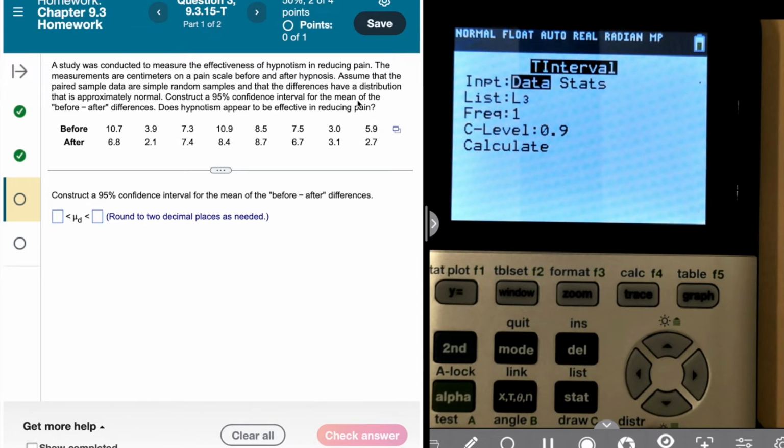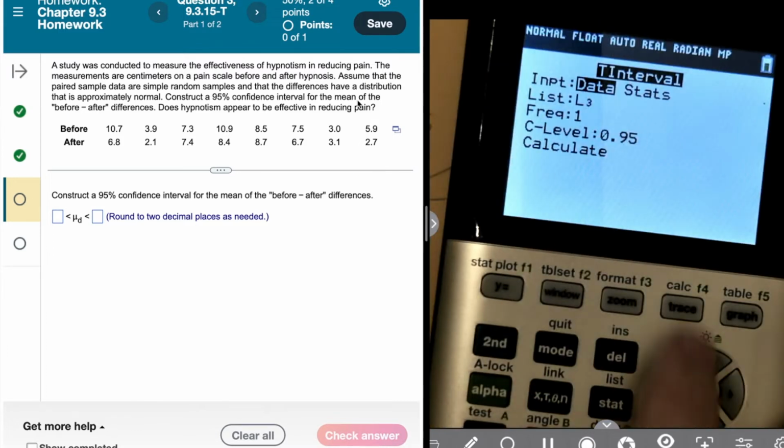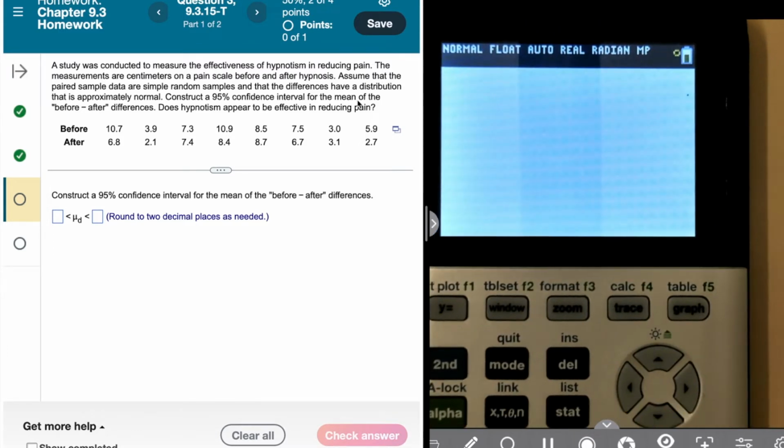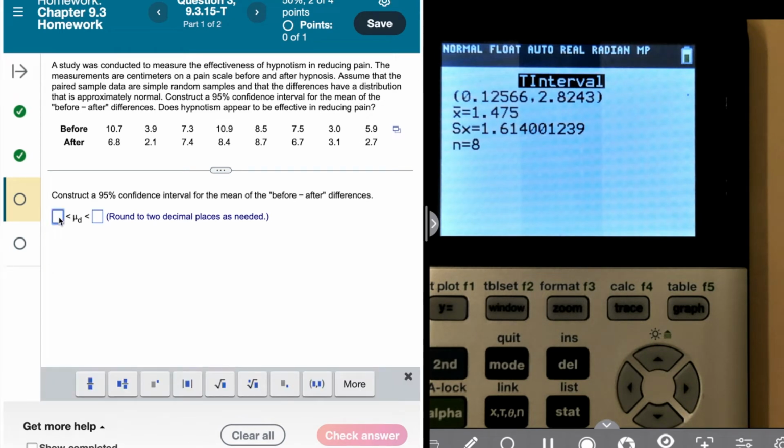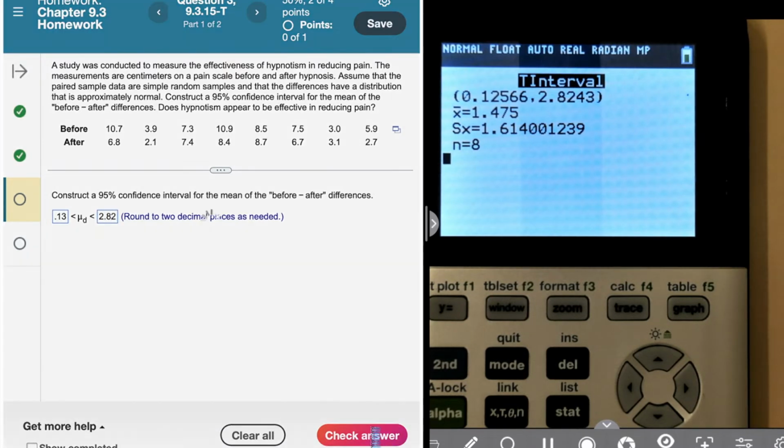And we want to specifically reduce pain. So this is a one-sided test, and I'm reading that again because if they want a 95, actually I guess never mind, they're telling me they want 95% as it is. They aren't comparing it to some sort of alpha. Looks like I get 0.13 and 2.82.